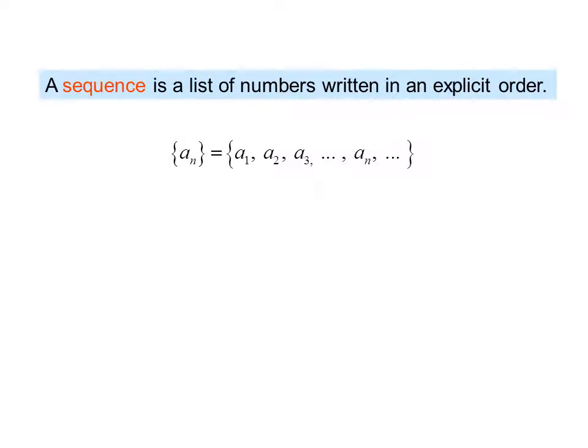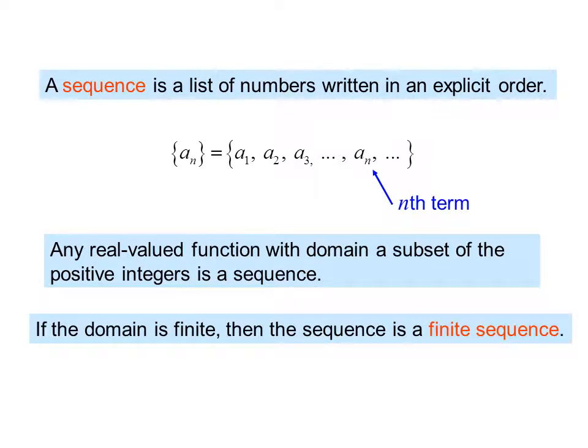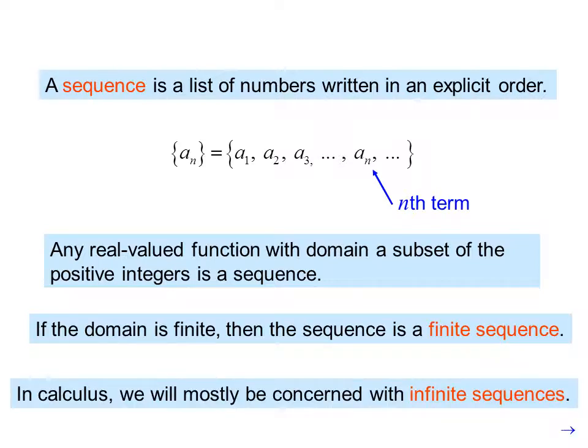A sequence is a list of numbers written in an explicit order. We can designate each number as a sub 1, a sub 2, a sub 3, etc., where a sub n would be the nth term. Any real-valued function with domain a subset of the positive integers is a sequence. If the domain is finite, then the sequence is a finite sequence. In calculus, we will mostly be concerned with infinite sequences.